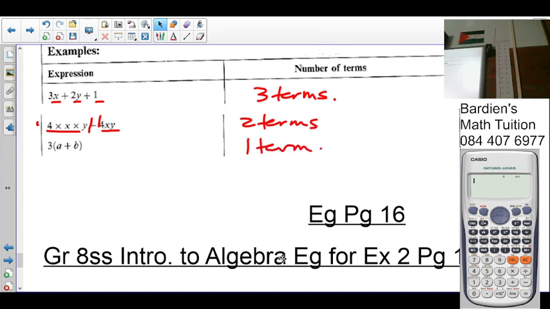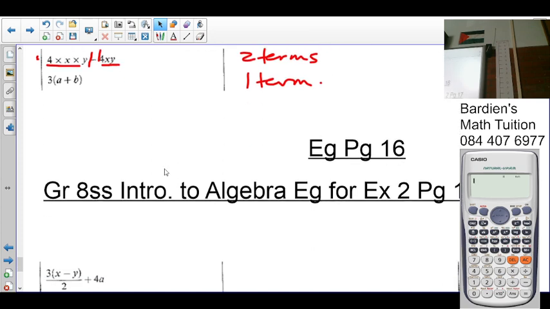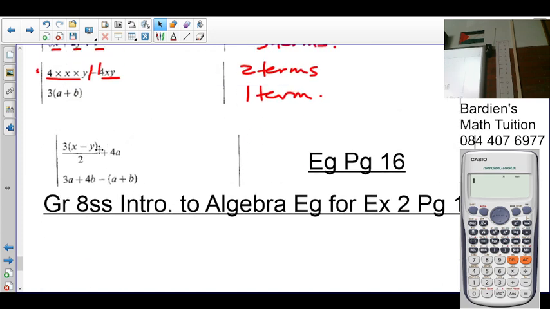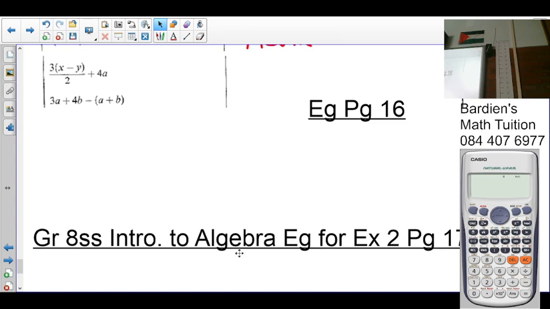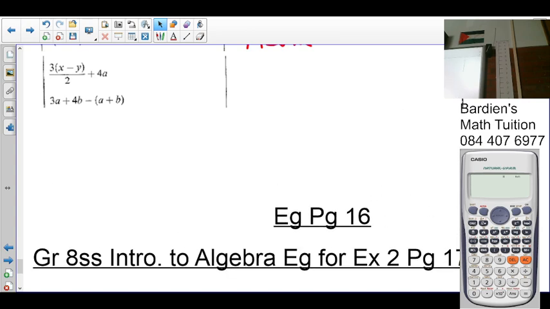Okay, now you guys have done this, no? You all understand by the sounds of it. Okay. Let's look at the next one. You've got 3 into x minus y over 2 plus 4a. How many terms are there?